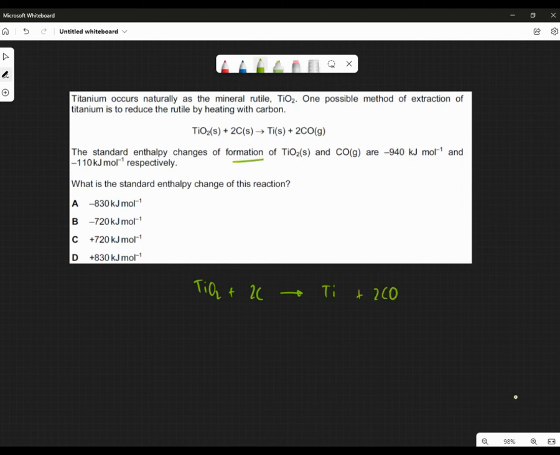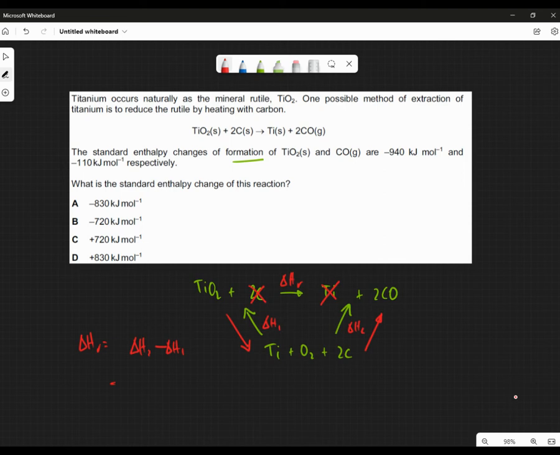We're going to use formation information. So down here, I'm going to write my elements, Ti plus O2 plus 2 carbons. And that changes a formation and that changes a formation. Obviously, we don't have to worry about the carbons because that's an element and the standard enthalpy change of formation of an element is 0. And we don't have to worry about the titanium. So we want this delta H reaction. This is delta H1. This is delta H2. Delta H reaction is equal to, we go from here to here, which is minus delta H1, and we go from here to here, which is plus delta H2.